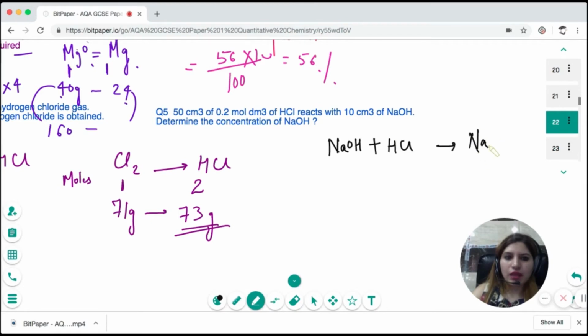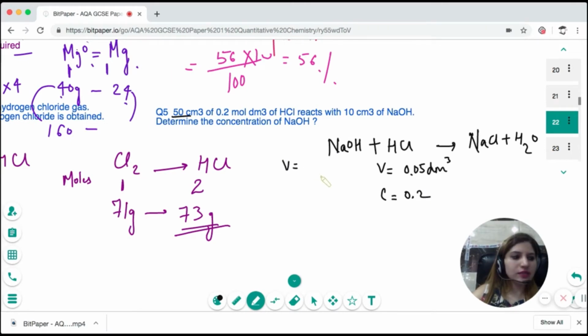Whatever I have, I know I'll write underneath it. So 50 cm³ of HCl is given. So volume is 50 cm³. So I'll write 50 divided by 1000, which is 0.05 dm³. The concentration of HCl is given to me as 0.2 and NaOH volume is given to me as 10 cm³. So 10 divided by 1000 is 0.01 dm³.